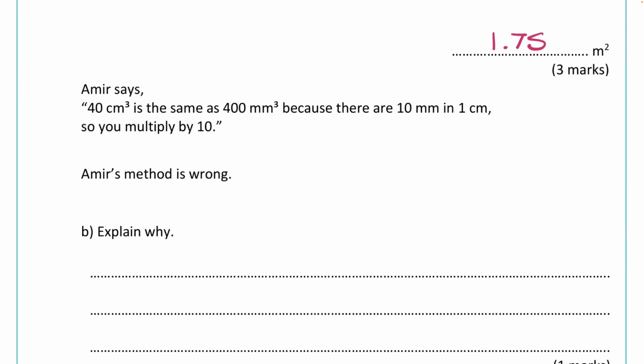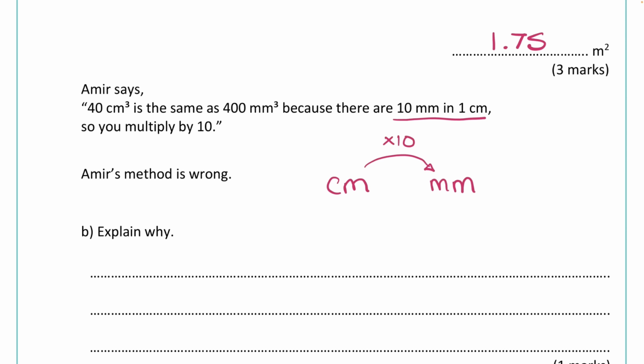Because there are 10 millimetres in a centimetre, that is correct there, 10 millimetres is the same as 1 centimetre, so he says you multiply by 10. Amir's method is wrong, explain why. So you could come up with your own language for this, but to get from centimetres to millimetres in terms of changing the number, yes, absolutely right, we do times by 10.